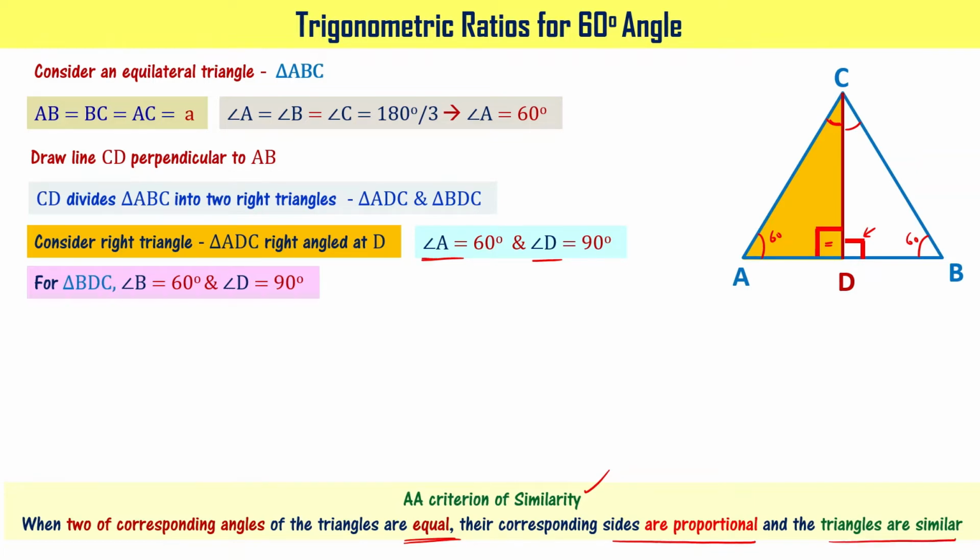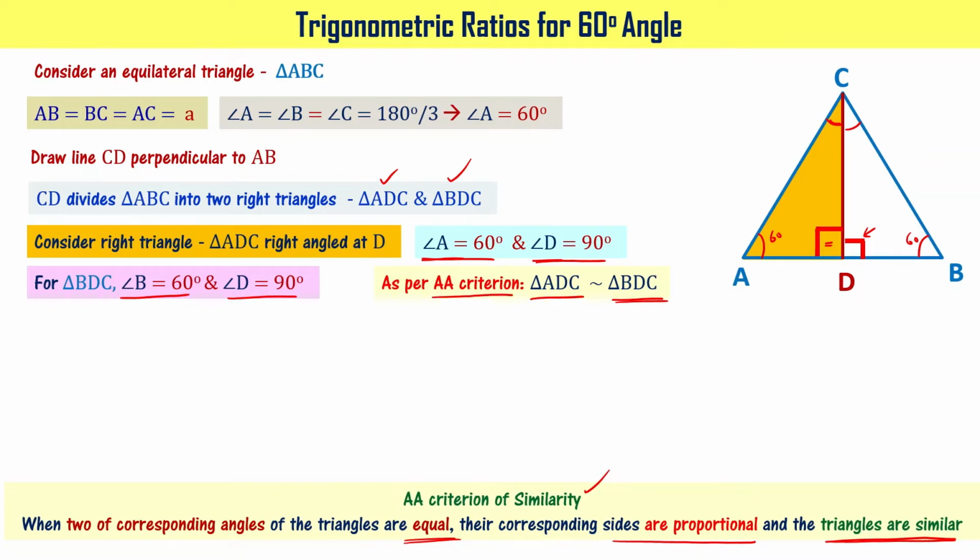Angle A corresponds to angle B, both are equal to 60 degrees, and angle D equal to 90 degrees in both the triangles, right? So it means two of the corresponding angles of these two triangles, triangle ADC and triangle BDC, are the same, right? So you can say that these two triangles are similar, right? Triangle ADC is similar to triangle BDC. That's what the AA criterion of similarity of triangles is saying.